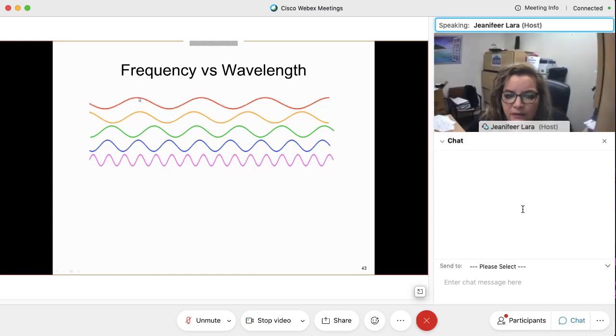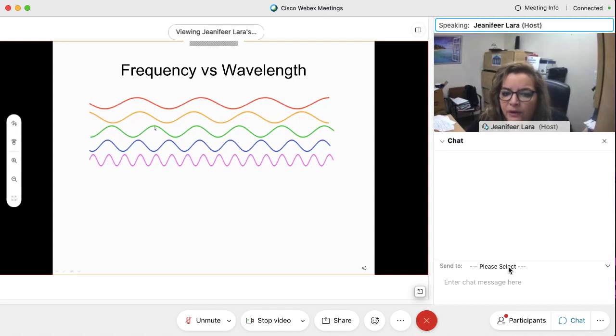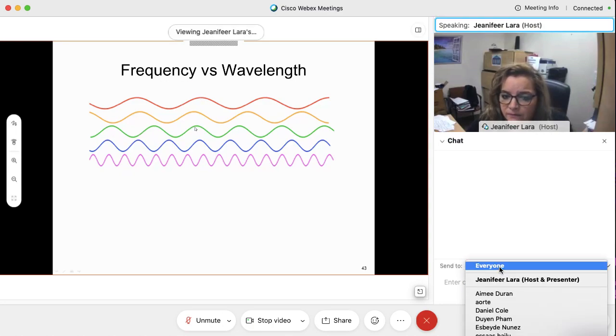So this is the wavelength. Either we're going to have it from crest or peak to another peak. This is how you go back and you measure a wavelength. So we can see the red wave has a longer wavelength compared to the green.